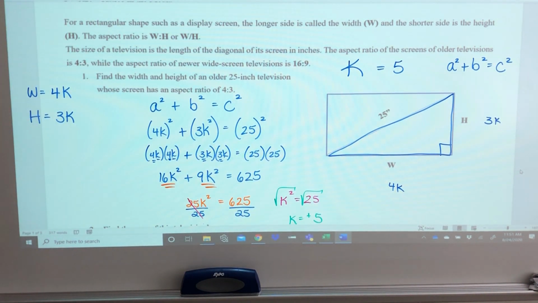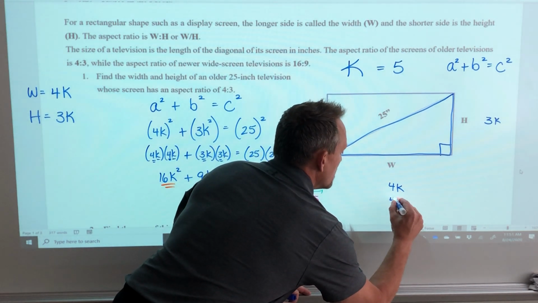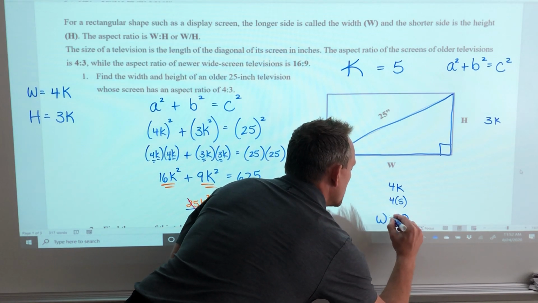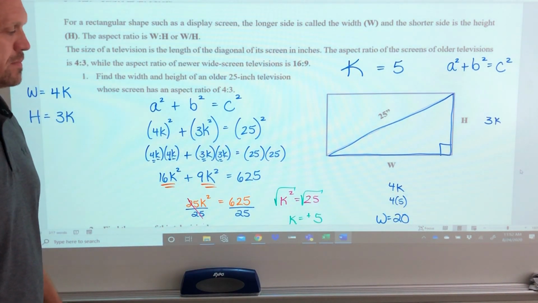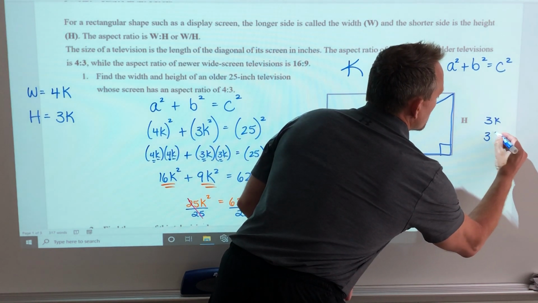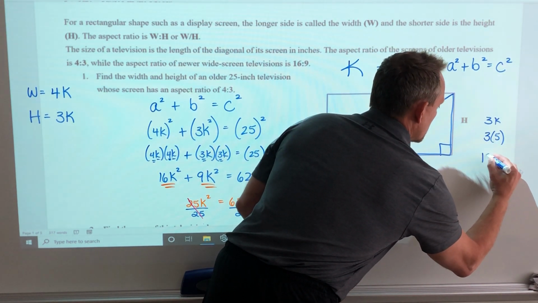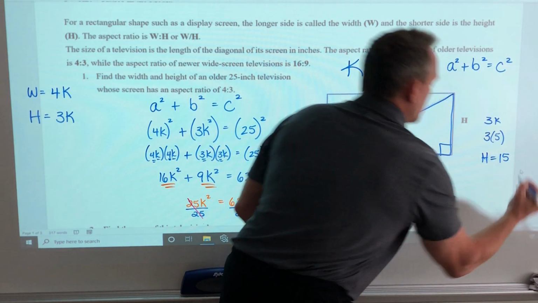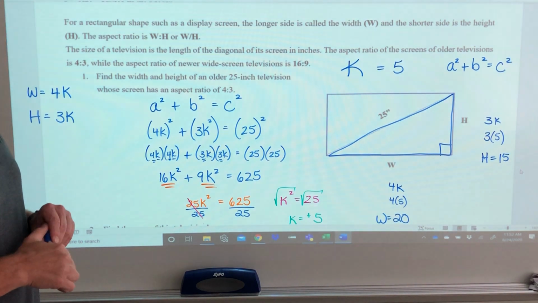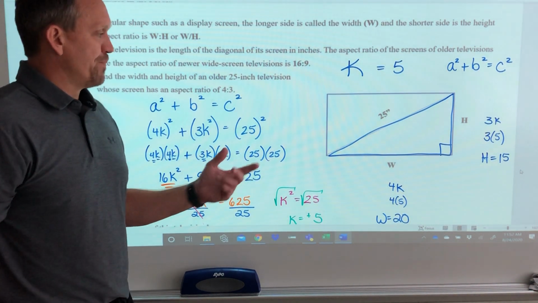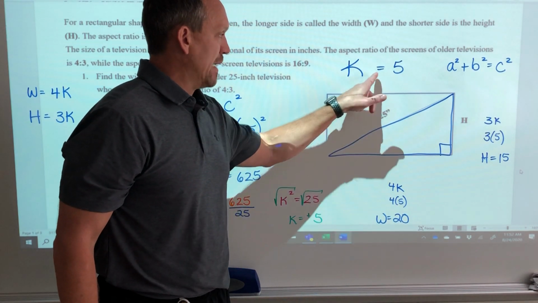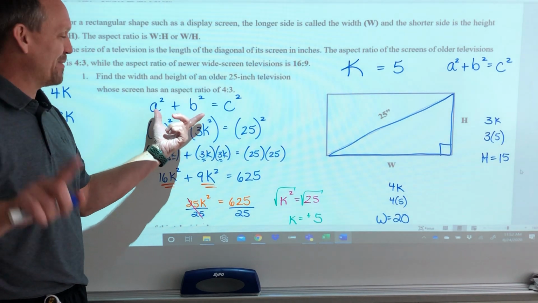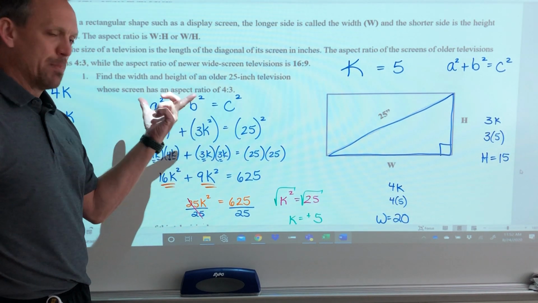So to determine our width, our width is equal to 20. And our height is equal to 15. Step by step: right triangle, find K, use the Pythagorean theorem. If I said quadratic before, I apologize. Pythagorean theorem.